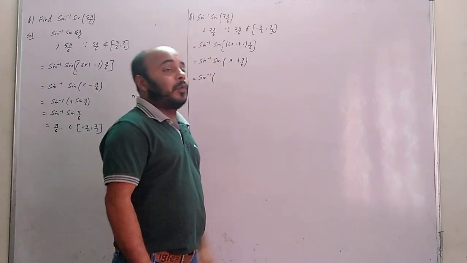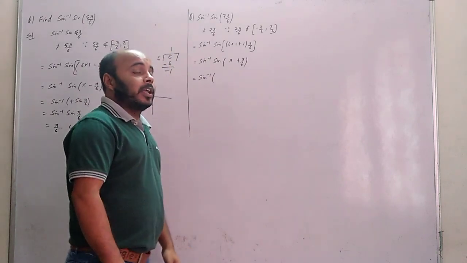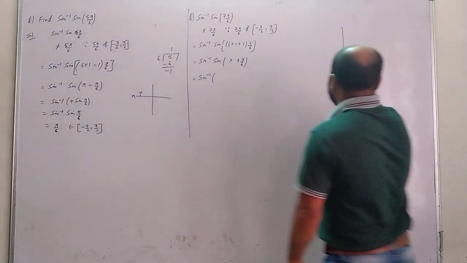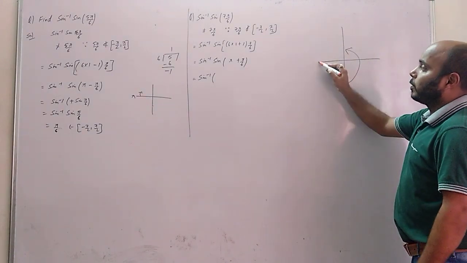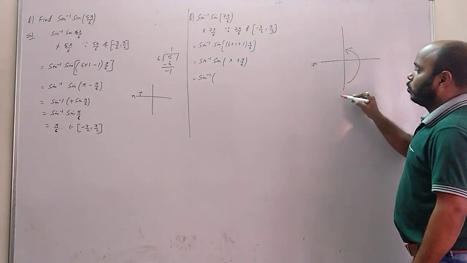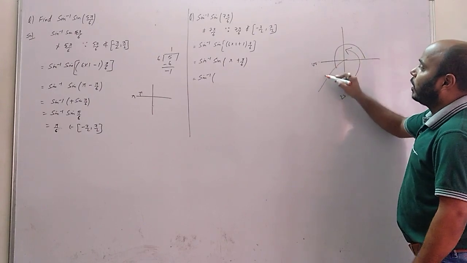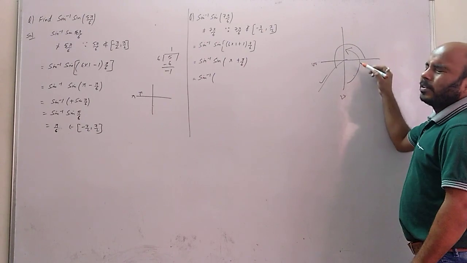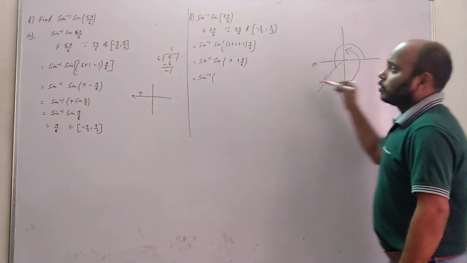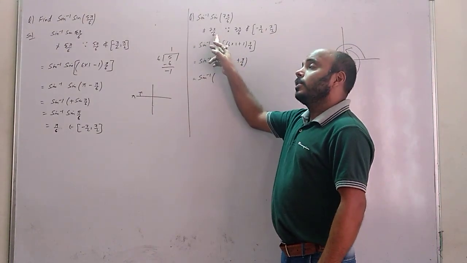7 into 30, that is 210. Where does 210 lie? Look here, it should be from here to here. 180 is here, 270 is here, so 210 will be here. So it doesn't belong to the fourth and the first quadrant. So this is not the answer. Okay, that's my job.